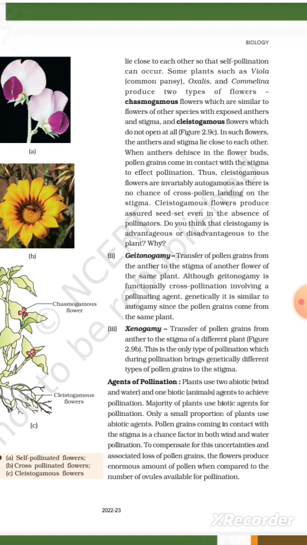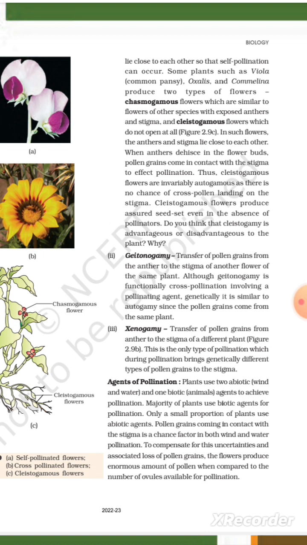Second, geitonogamy. Transfer of pollen grains from the anther to the stigma of another flower of the same plant. Although geitonogamy is functionally cross-pollination involving a pollinating agent, genetically it is similar to autogamy since the pollen grains come from the same plant. Third, xenogamy. Transfer of pollen grains from the anther to the stigma of a different plant, figure 2.9b. This is the only type of pollination which during pollination brings genetically different types of pollen grains to the stigma.